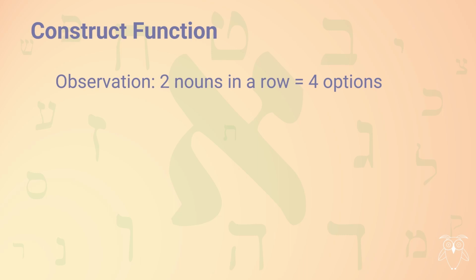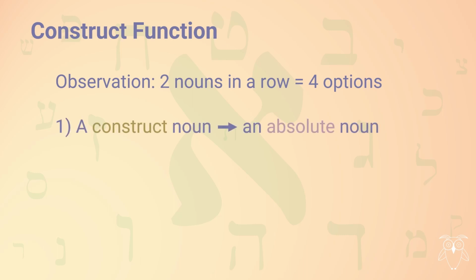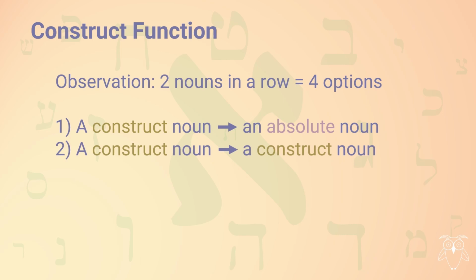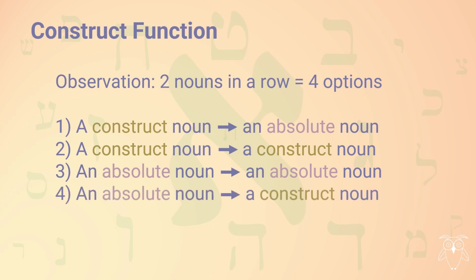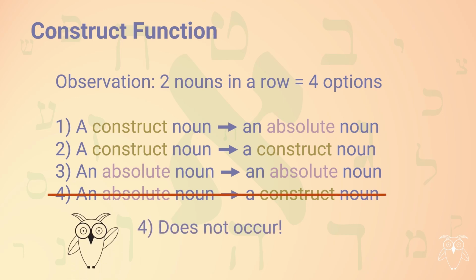When you read Hebrew, it is not at all uncommon to find two nouns in a row. And now that we know that any noun can be either construct or absolute, we have 4 different options. 1. A construct noun followed by an absolute noun. 2. A construct noun followed by another construct noun. 3. An absolute noun followed by another absolute noun. And 4. An absolute noun followed by a construct noun. Out of these 4 options, the fourth one doesn't occur. Or if it does, it's merely incidental, and it doesn't have any grammatical importance. So you can basically ignore it.